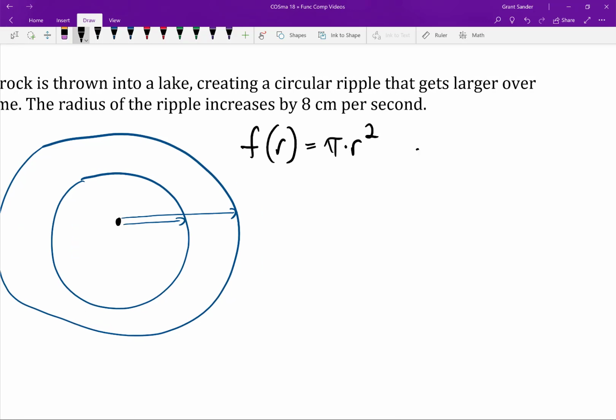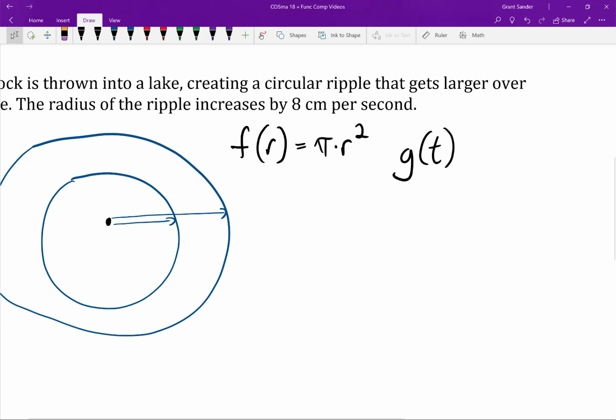Now we could also define a function g that takes as its input a number of seconds t since the rock hit the water, and then outputs the radius of the circular ripple. And since the radius of the circular ripple increases at 8 centimeters per second, 8 times t gives us the radius of the circular ripple t seconds after the rock hits the water.